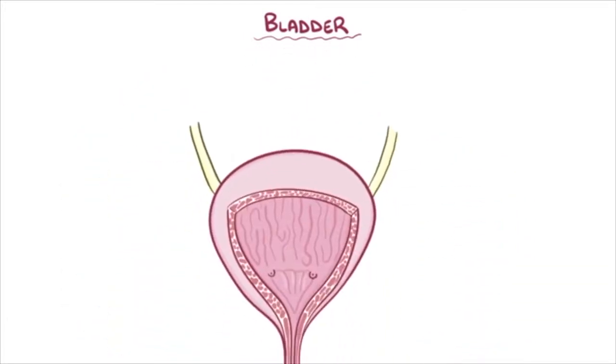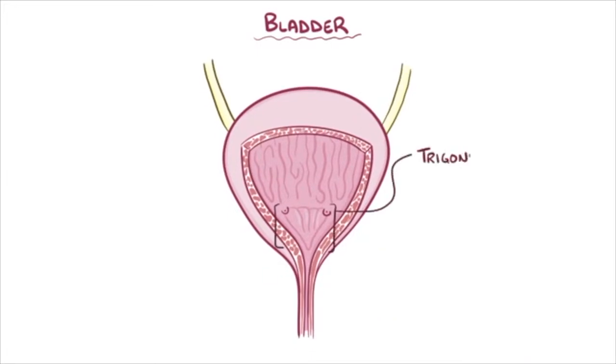The floor of the bladder has a smooth triangular region called the trigone region, with 2 corners at the ureterovesical junctions and the third corner being the internal urethral orifice, where the bladder meets the urethra. The trigone region is very sensitive to expansion, and once it stretches to a certain point, the bladder sends a signal to the brain that it's time to pee.